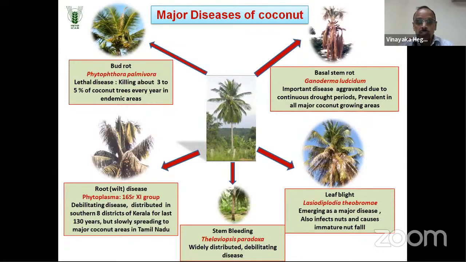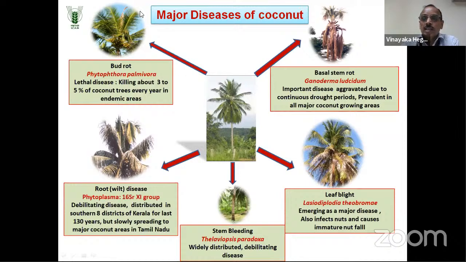In coconut, as I am showing in this slide, you can go through it, I have listed only 5-6 major diseases, though more than 125 pathogens have been reported on coconut, fungal pathogens and many other bacteria, viroid, virus, all. But very few are globally important. So one is Phytophthora disease. This is called Phytophthora bud rot, which is a lethal disease causing the loss of about 3 to 5% of coconut trees every year, especially in India, wherever there is a high rainfall area. This Phytophthora disease is a major problem.